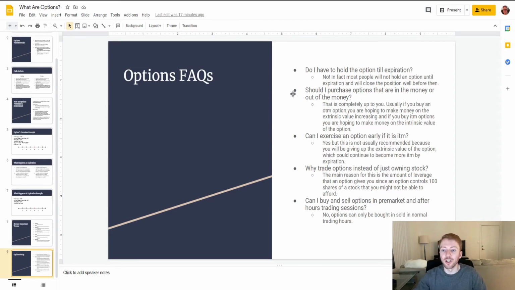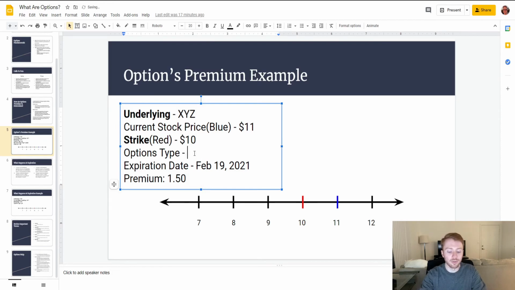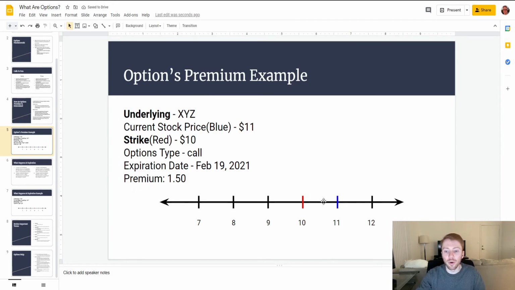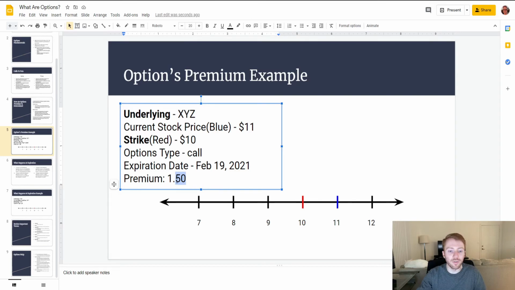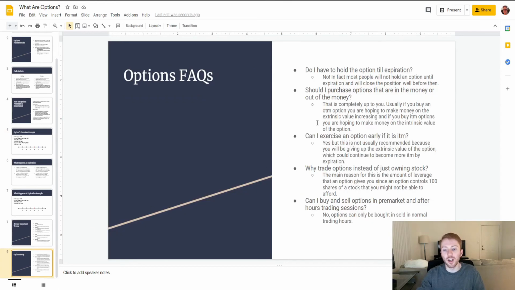Can I exercise an option early if it is in the money? Yes, you absolutely can. Going back to this example here, if this was a call, this would be in the money right here, and you could exercise this immediately, but you would be losing this 50 cents in premium and a month of time. In this month of time, it could go to 12 or 13, but you just cut yourself short and exercised it at only $1 when you could have made $2 or $3 by the time it expired. So yes, you absolutely can, but it's usually not recommended because you lose that extrinsic value of the actual option.